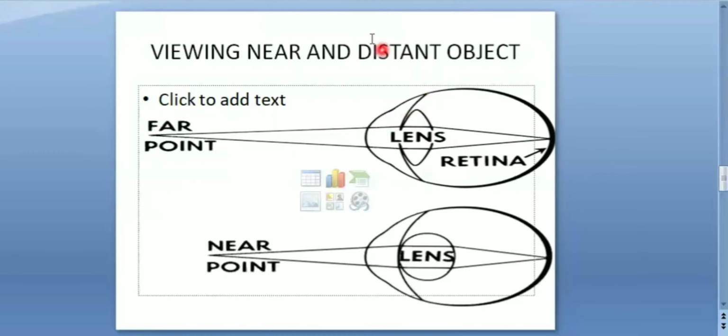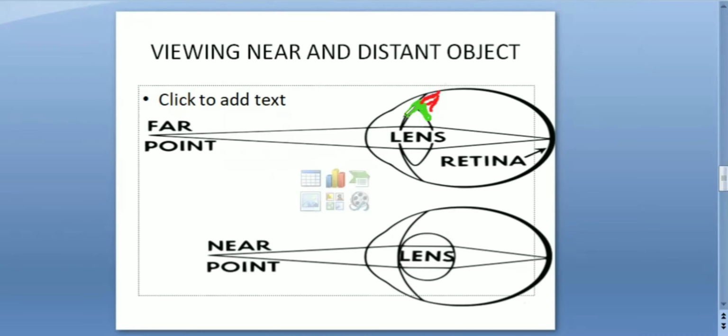Then I will show you where the ciliary muscles are present. See children, we can see ciliary muscles are present here. When the curvature of the lens increases and decreases, the ciliary muscles play a major role. Then on this side we can see ligaments. Ligaments are present here. So, ciliary muscles and ligaments.